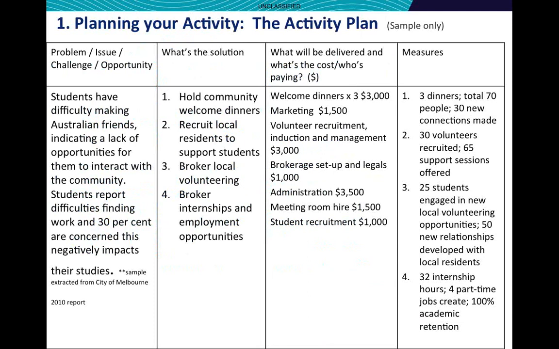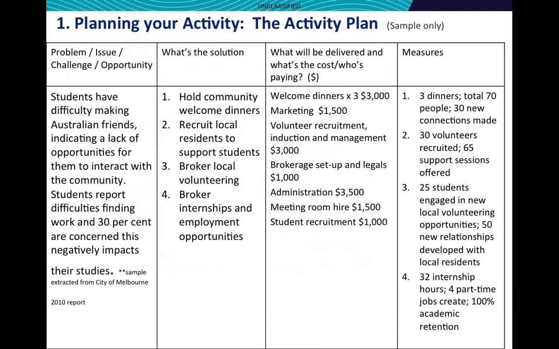In the first column, you'll see that it looks at what the problem, issue, challenge or opportunity is. Now, this is really about what the need is that you're experiencing or that you're seeing for those students. So the example that I've extracted from the City of Melbourne report clearly shows that students are having difficulty making friends, there's a lack of opportunities for them to interact with the community, and they're reporting difficulties finding work and concerned that this negatively impacts on their studies. So we've identified that this is something that we'd like to address.